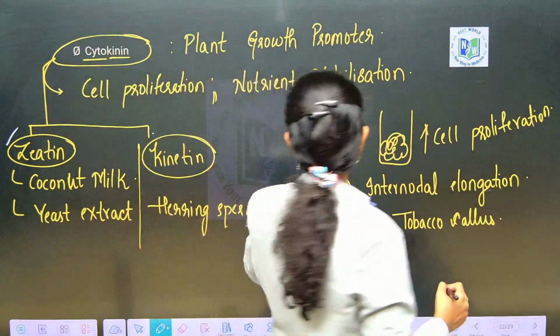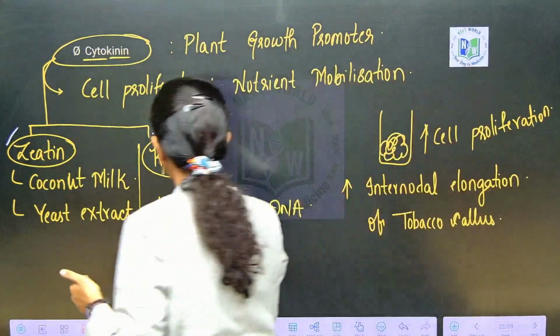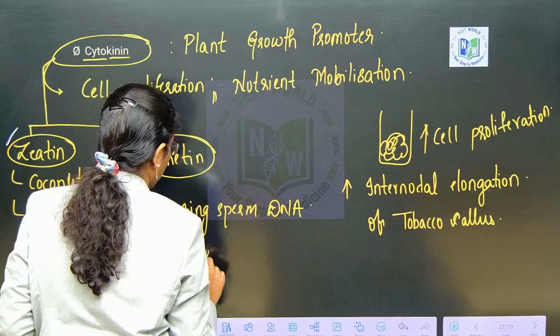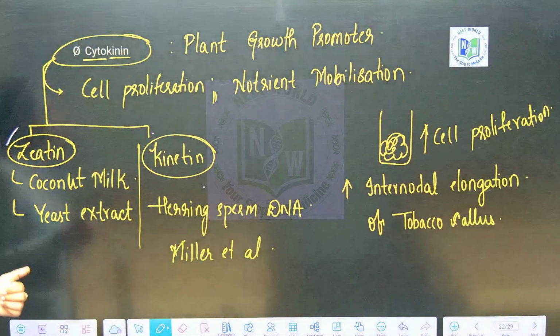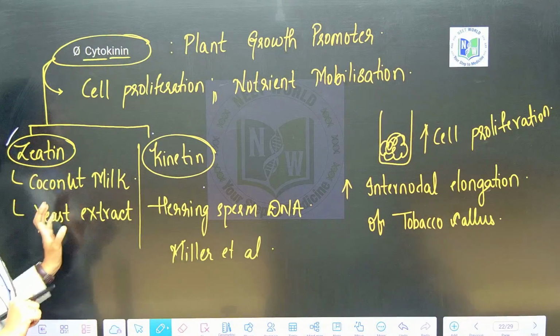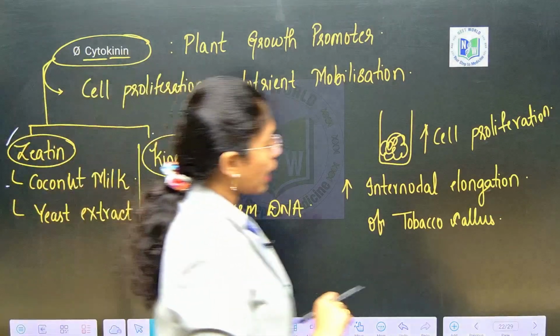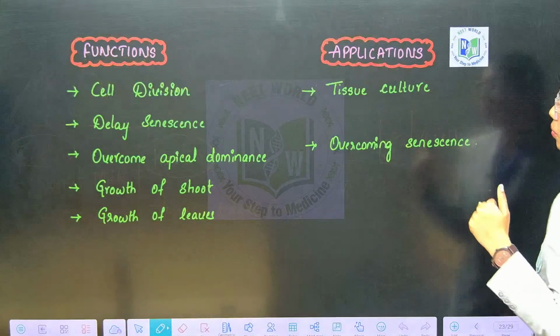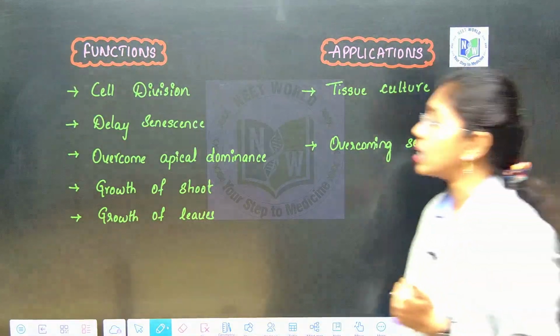So, from this you have to remember this, okay. Miller et al. isolated cytokinin from herring sperm's DNA, and you have to know what is the natural form and from where it is extracted, like from coconut milk and yeast extract. What is the main activity? Cell proliferation and nutrient mobilization. Now, we look into the functions of cytokinin. First is cell division.